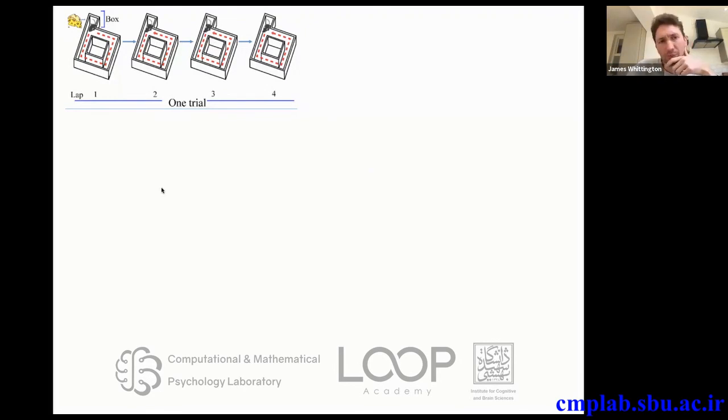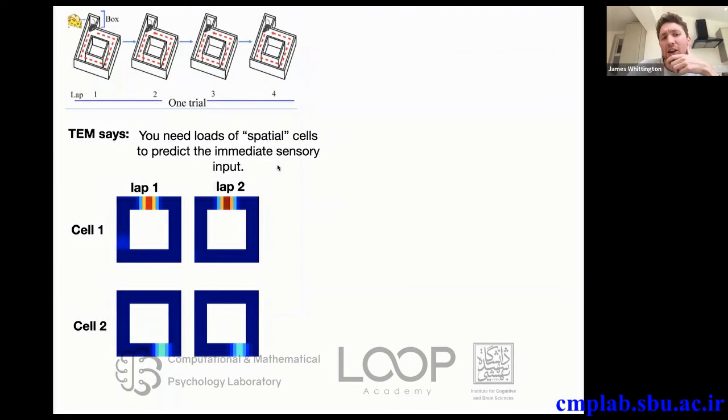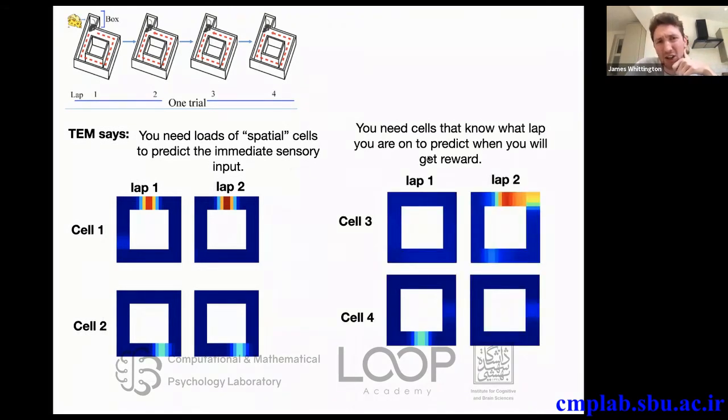Okay, so what would this TEM machine say about this? It would say, because we're in a loop, we need a lot of cells which care about space to be able to predict the upcoming sensory input. But because we're also in this 4 lap task, we also need cells which don't just know about space, but know about my position in the 4 lap task, whether I'm in lap 1 or lap 3 or lap 2 or lap 4, because I want to be able to predict when I'm going to get reward as well. So there are 2 components at play. I do need to represent space, but I also need to represent my position in task space.